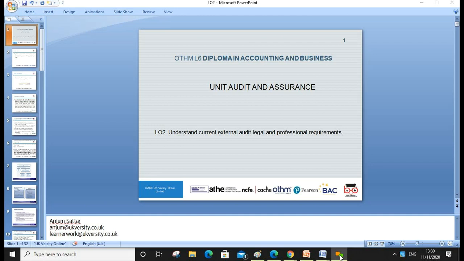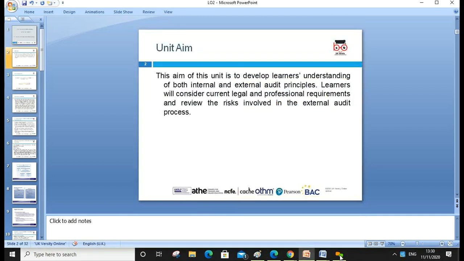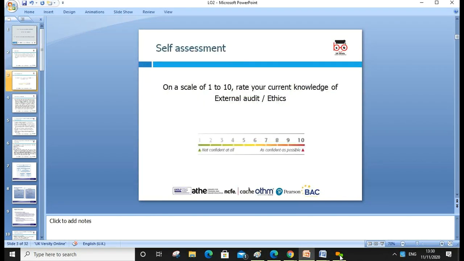The word audit is derived from a Greek word, which means to hear. So the auditor is a steward. They have to work in the wider interest of the stakeholders and give true and fair views about the accounts and processes. So we'll go through today's lesson.